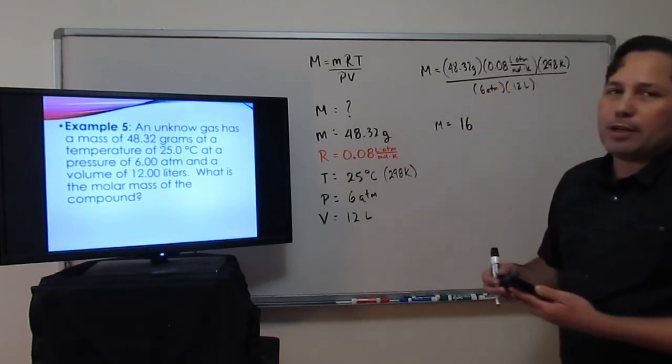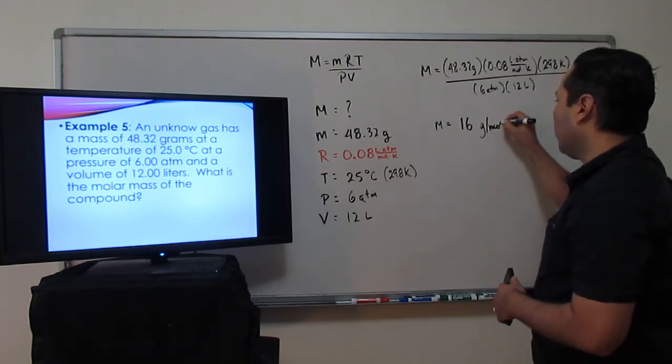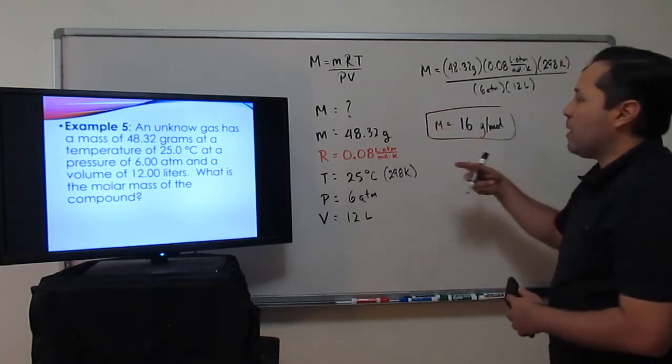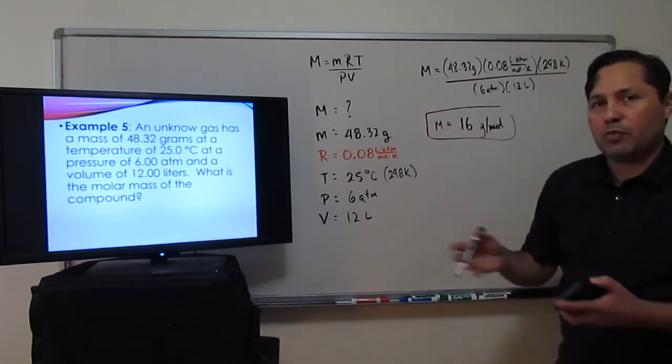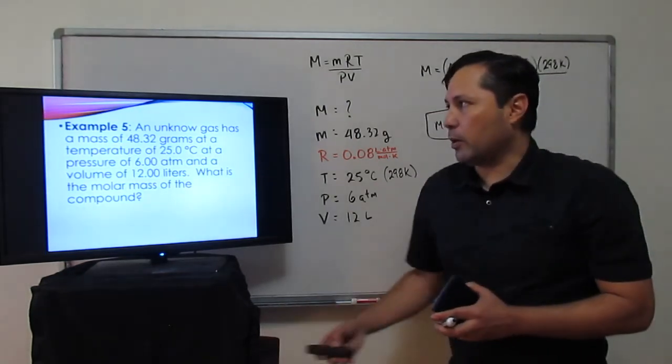Actually, I got 15.9999. We're going to round it up to 16 grams per mole. And that is the molar mass of this mystery gas for example number 5. Alright, let's go ahead and move on to the next part.